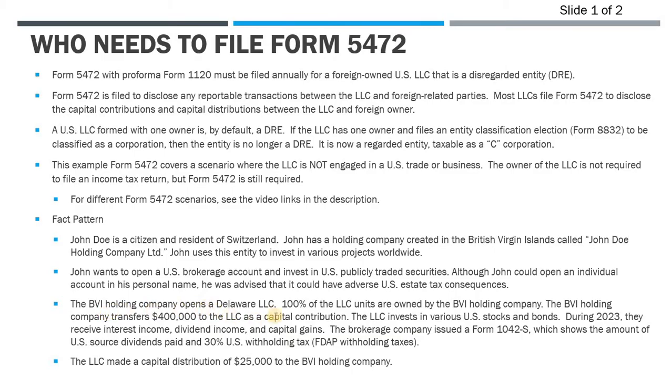So the BVI holding company opens a Delaware LLC. 100% of the units are owned by that BVI holding company. And so once that entity is up and running, the BVI entity transfers $400,000 cash to the LLC as a capital contribution. The LLC then invests in various U.S. stocks and bonds. And so during that 2023 calendar year, the entity receives some interest income, dividends, and capital gains transactions on the sale of stock.